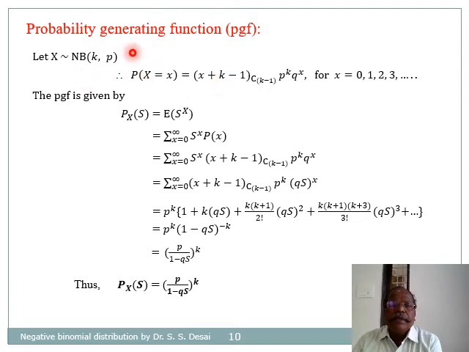Let us consider the PGF of negative binomial distribution. As a generalization of geometric distribution, we can consider P_X(s) is equal to expectation of s raised to x. So that is equal to summation of s raised to x into p(x). By substituting PMF and simplifying, we'll get P_X(s) is equal to P divided by 1 minus Qs raised to k.